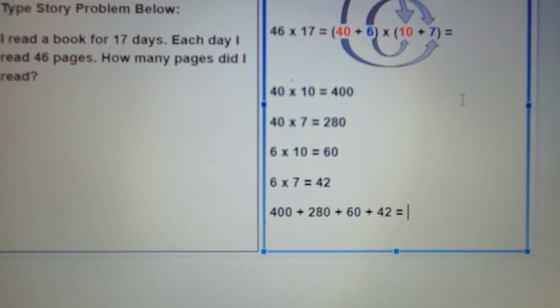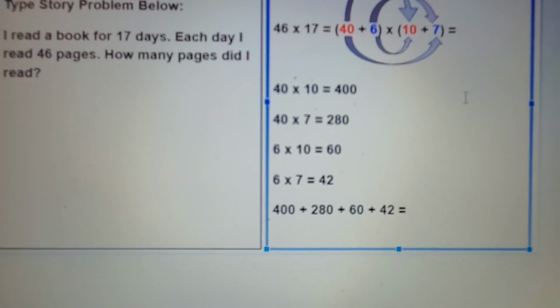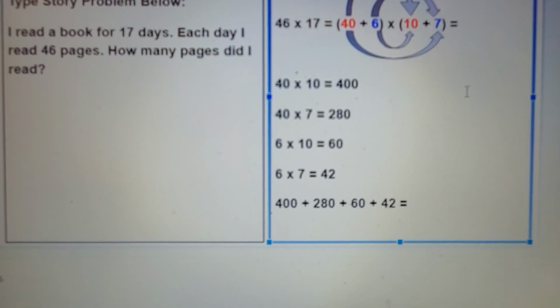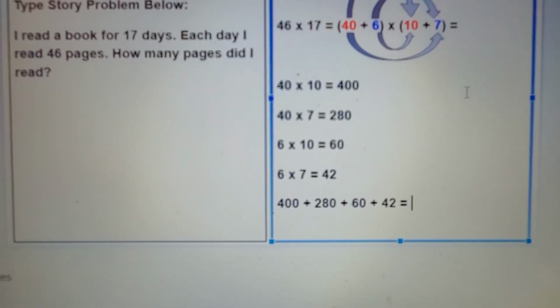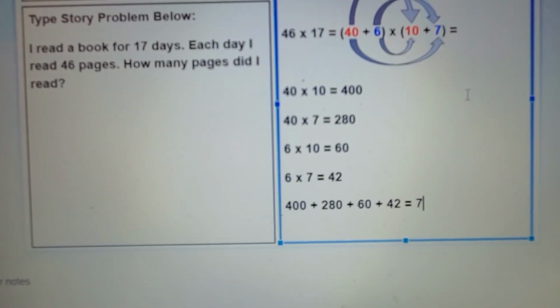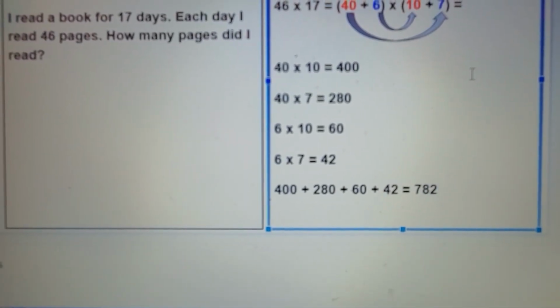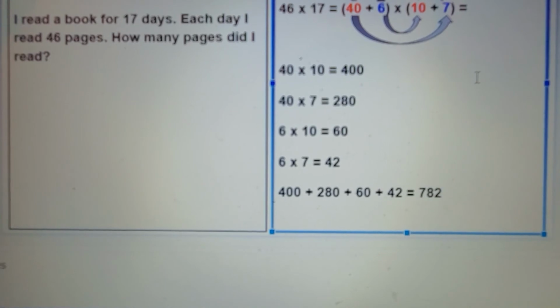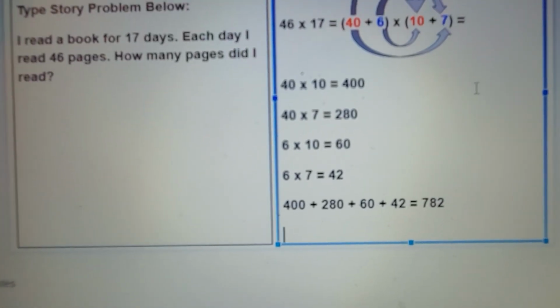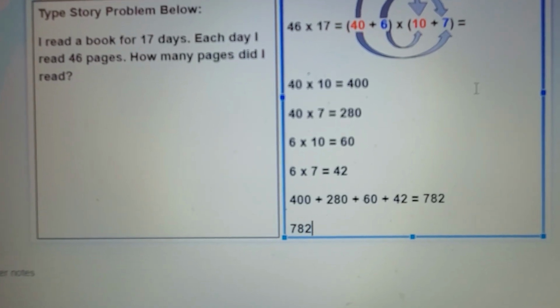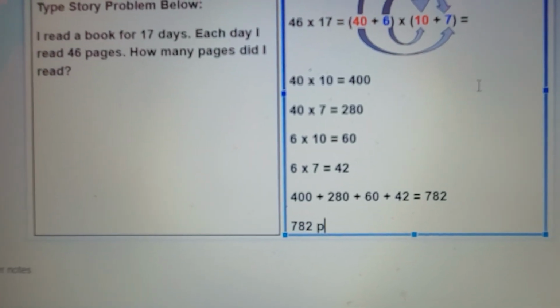And then you have to add it on paper or in your head. Well, 680 plus 60 is 740. And 740 plus 42 is 782. And I would double check that somewhere. And then I would write 782 pages. You have to answer your question.